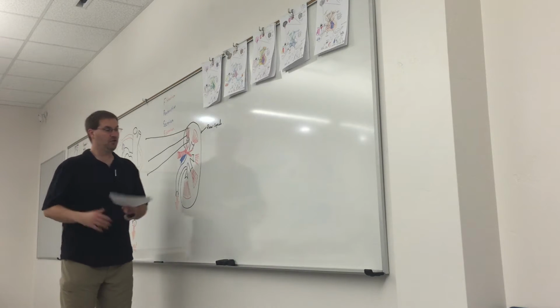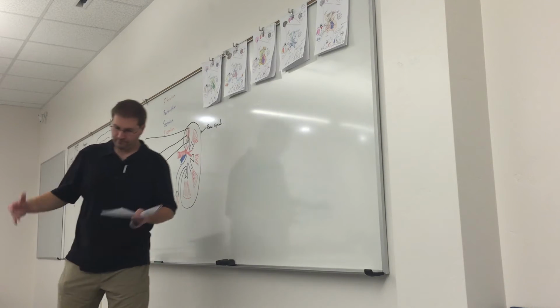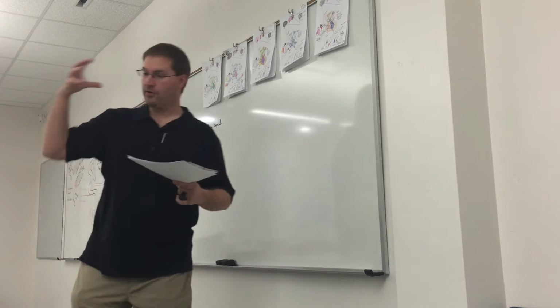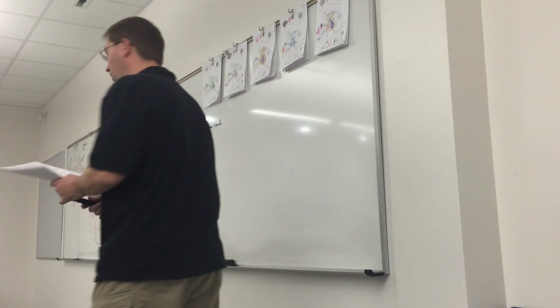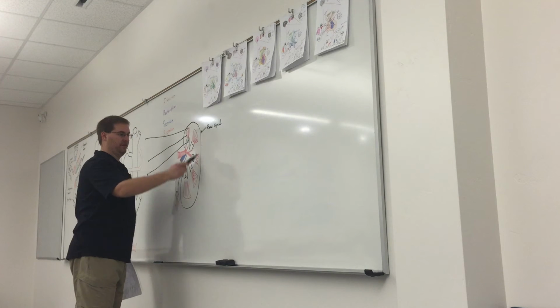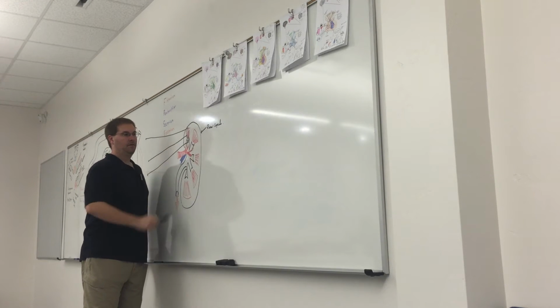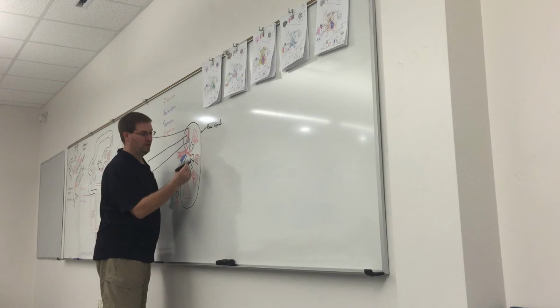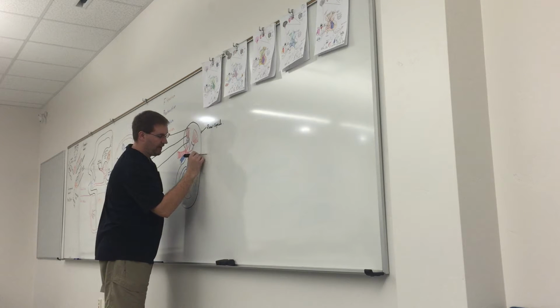Okay, so just like the brain, there is an outer part of the kidney known as the cortex, the renal cortex. So where would the renal cortex be in this? Yeah, so the renal cortex would be here.